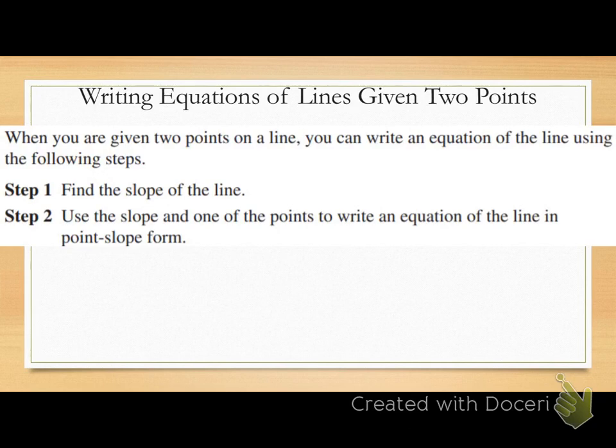We're going to use our slope formula again. M equals y2 minus y1 over x2 minus x1. Step 2, use the slope and one of the points to write an equation of the line in point-slope form. So the only extra step here is you're using the slope formula and the 2 points to find your slope, and then you can plug into point-slope form. Any questions on that?